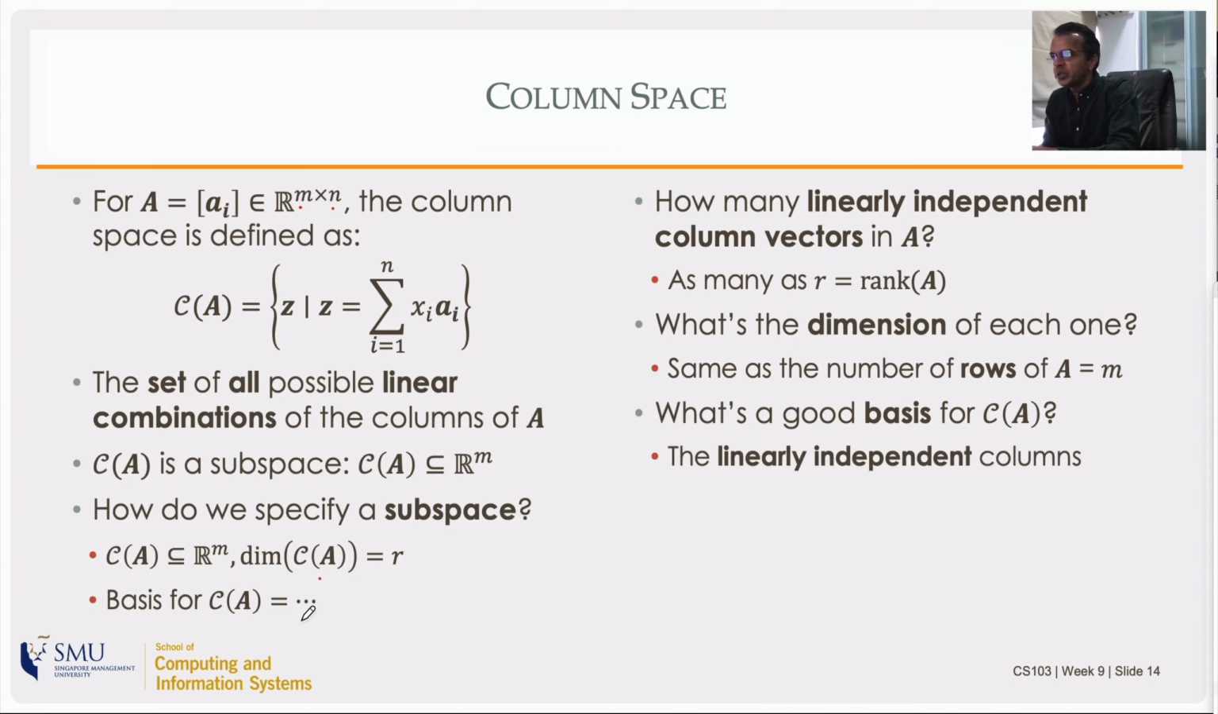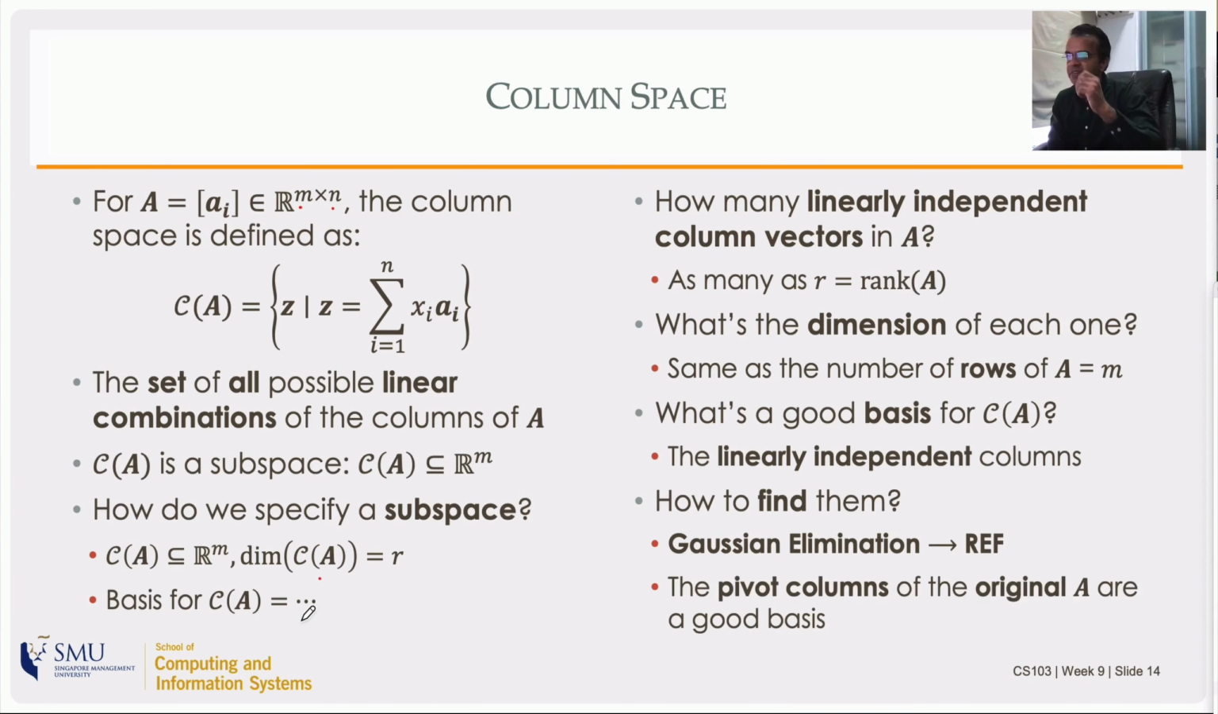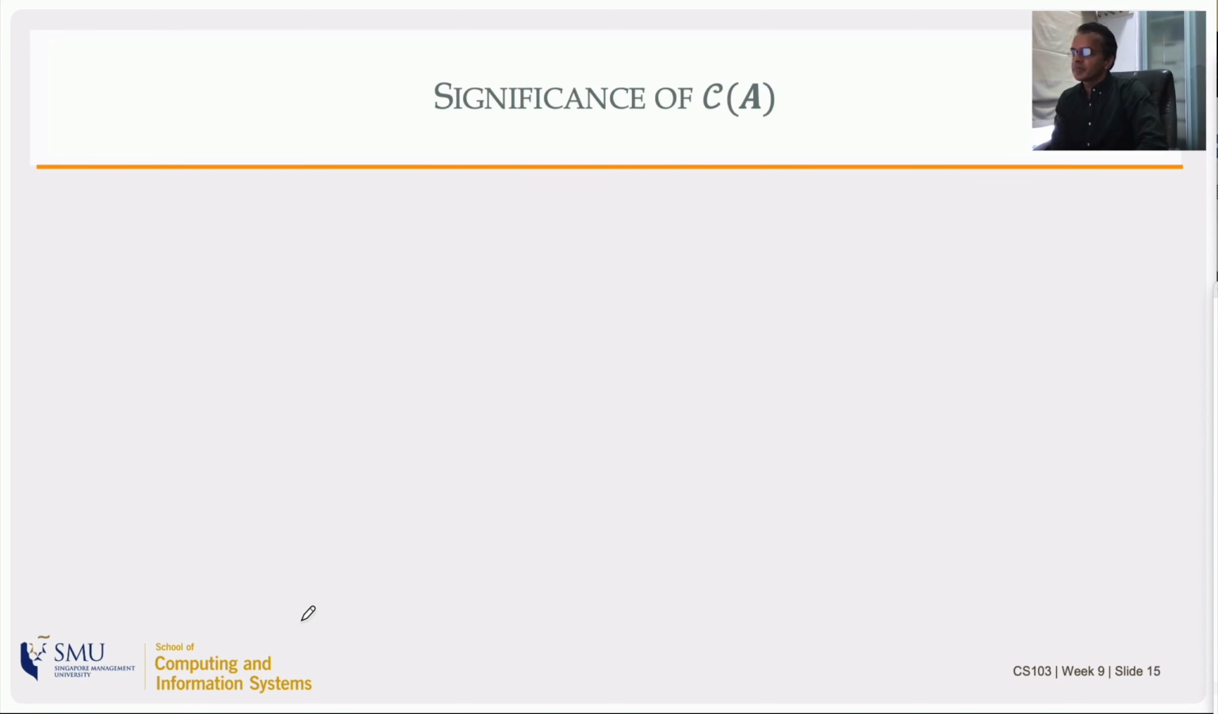What you would do is run Gauss elimination and get its row echelon form. Then you will have pivots somewhere. And you will take the pivot columns, but not in the REF, not in the row echelon form, but in the original matrix. That will give you the linearly independent columns. So the pivot columns of the original matrix would be a good basis. I'm just telling you this without really explaining it too much because you will see examples very soon. Now let's look at the significance of the column space.